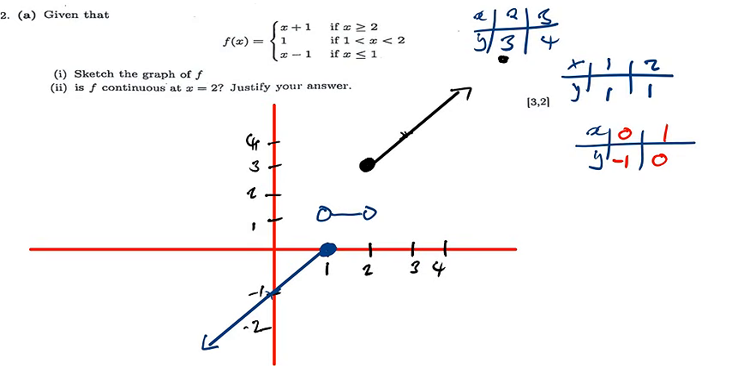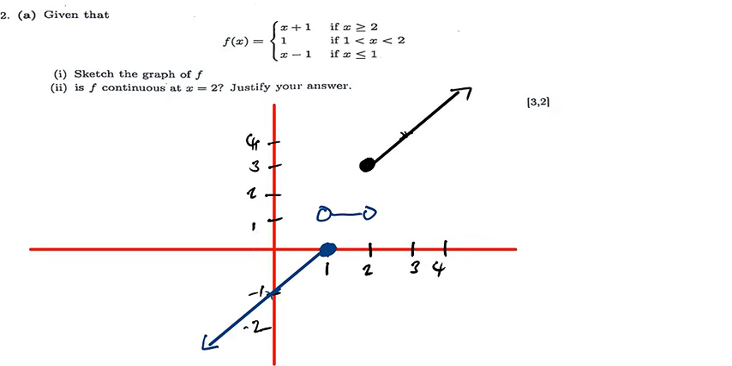Okay. Is f continuous at x is equal to 2? Justify your answer. From the graph here, if you look at the graph very well, for those who understand what is happening, do you think the function is continuous at x is equal to 2? For those who understand the graph. Okay. So it is discontinuous. Yes.